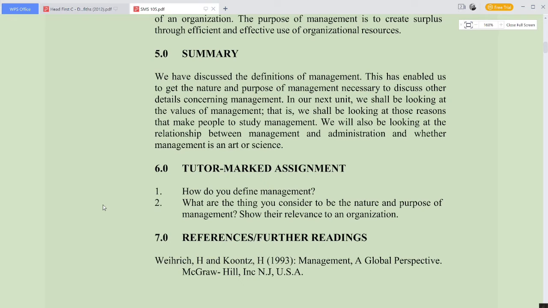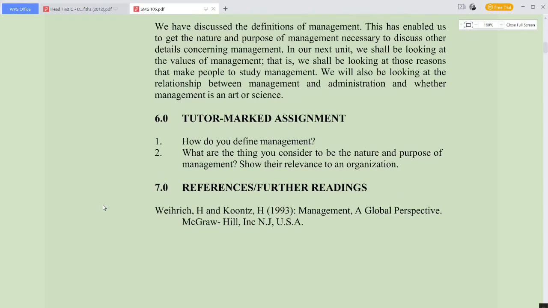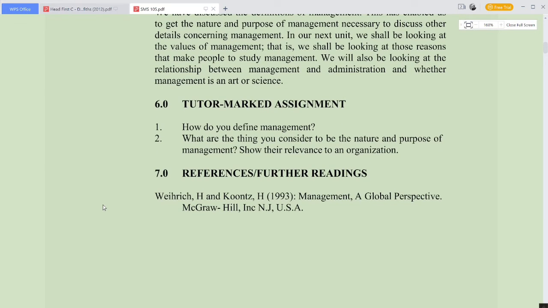In our next unit, we shall be looking at the various values of management. That is, we shall be looking at those reasons that make people study management. We will also be looking at the relationship between management and administration and whether management is an art or science. Thank you very much.